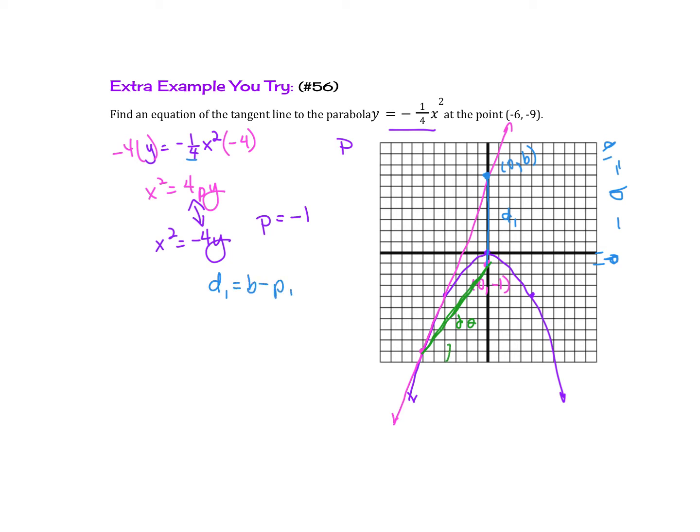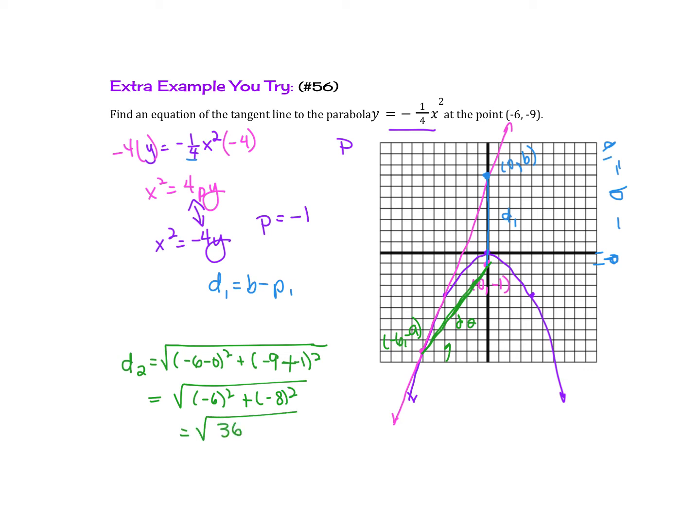Now let's find the distance D2. So we know this point is (-6, -9). So use the distance formula. So (-6 minus 0) squared plus (-9 minus a -1) squared. So the square root of (-6) squared plus (-8) squared. This is 36 plus 64, or the square root of 100, or that distance is just 10 units.